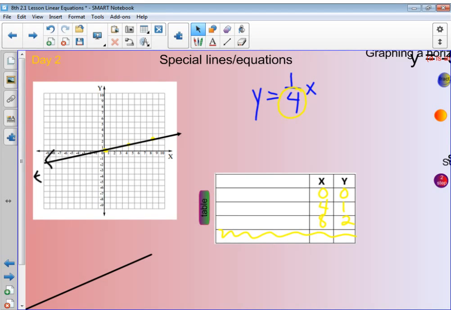Okay, so if you use the x's of 0, 4, and 8, you should have gotten 0, 1, and 2. And if you didn't, you should still have a line that looks similar to mine over there on the left-hand side of the screen. Okay, so now we're going to go ahead and move on to two-step equations.